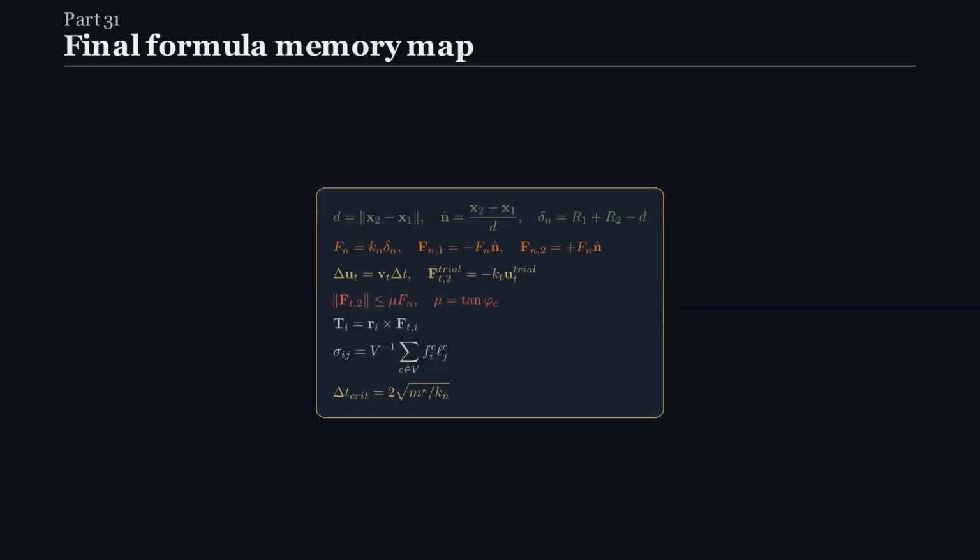The full model reduces to a compact set of equations. Geometry gives overlap in normal direction. Linear springs give normal and tangential trial forces. The Coulomb cap determines sticking or sliding. Tangential force creates torque. Particle motion follows Newton-Euler equations. And assembly stress follows a force branch average.